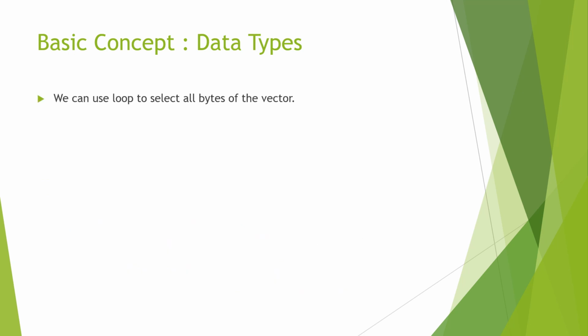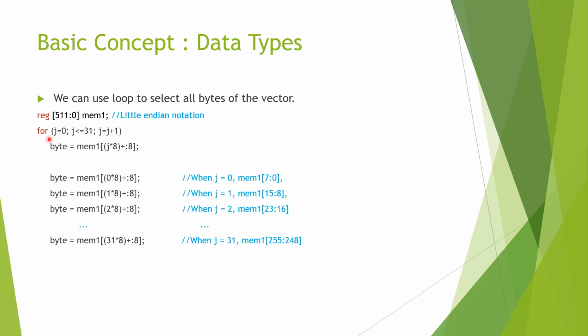We can use a loop to select all the bytes from the vector like below. We have declared a range data type mem1 in little endian notation with size 512. This for loop will select the 32 bytes in an incremental manner. This for loop will start incrementing from 0 to 31. Let's say on the first loop j is equal to 0. Then the starting bit will be 0 into 8 is 0. And including 0, it will add 8 bits more. Then mem1 will become 7 down to 0, which will be assigned to the byte.